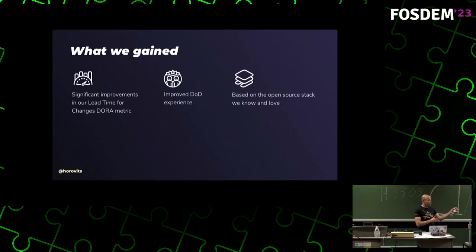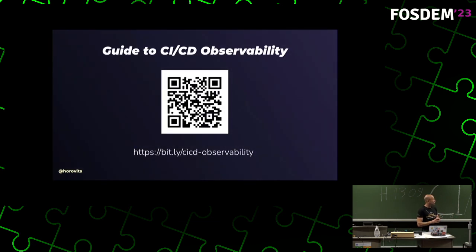It's based on open source, very important. We're here at FOSDEM, so based on OpenSearch, OpenTelemetry, Jaeger, Prometheus, Telegraf, you saw the stack. If you want more information, you have here a QR code for a guide to CI/CD observability that I wrote, so you're welcome to take a shot or a bit.ly short link and read more about this, but this was very much in a nutshell.